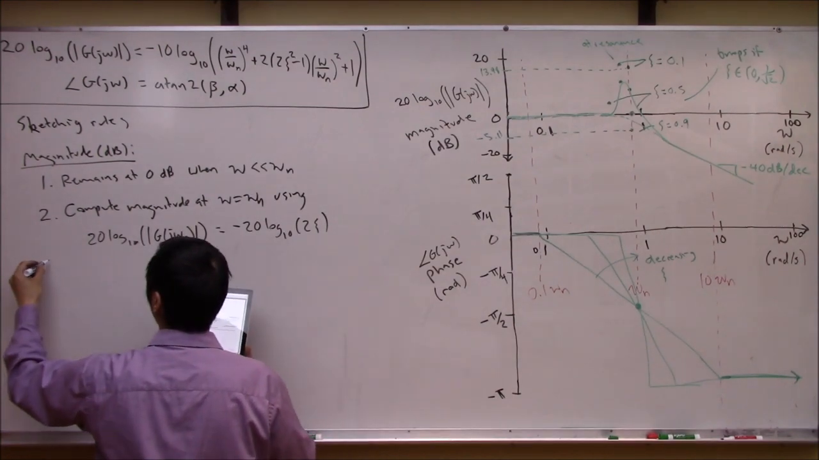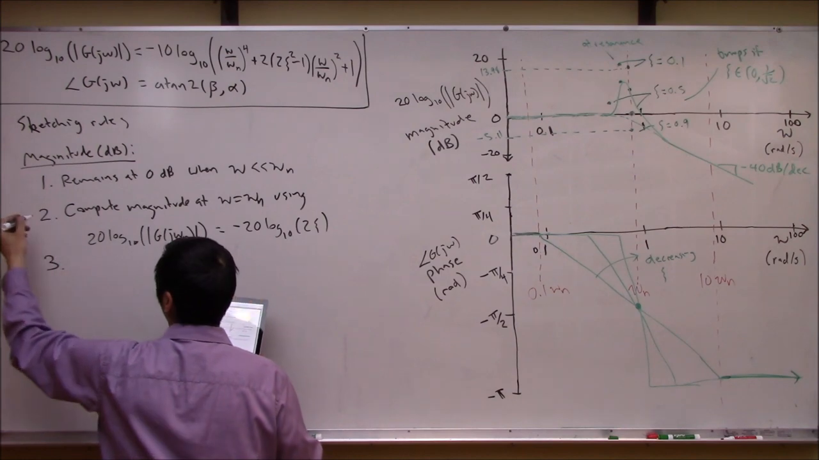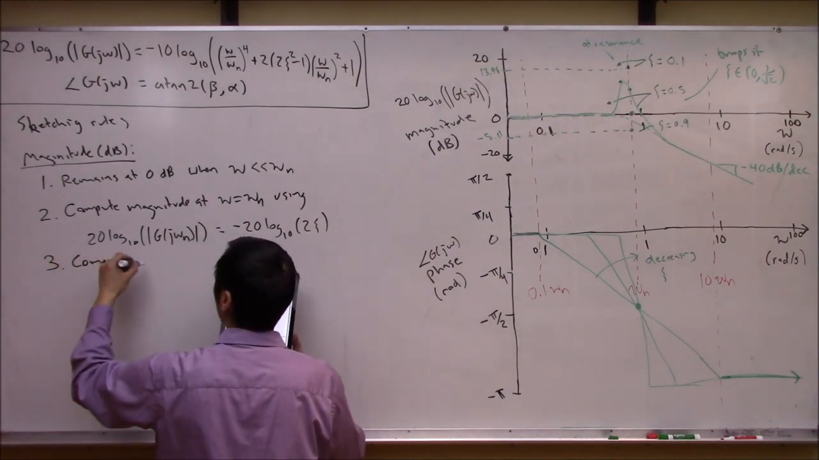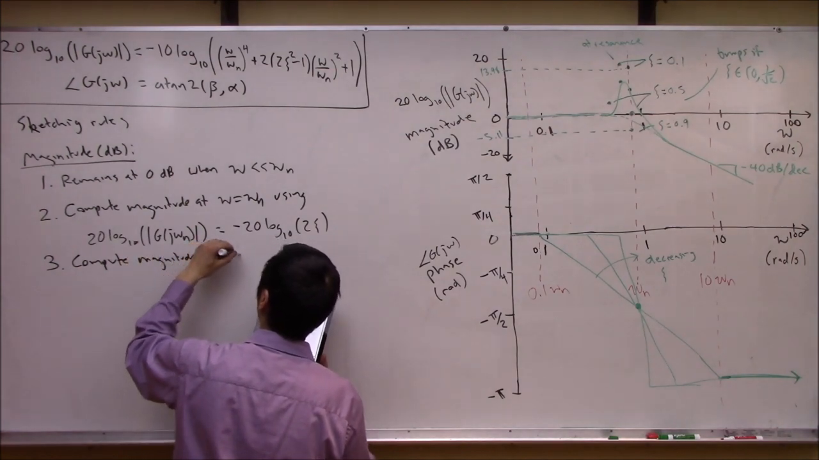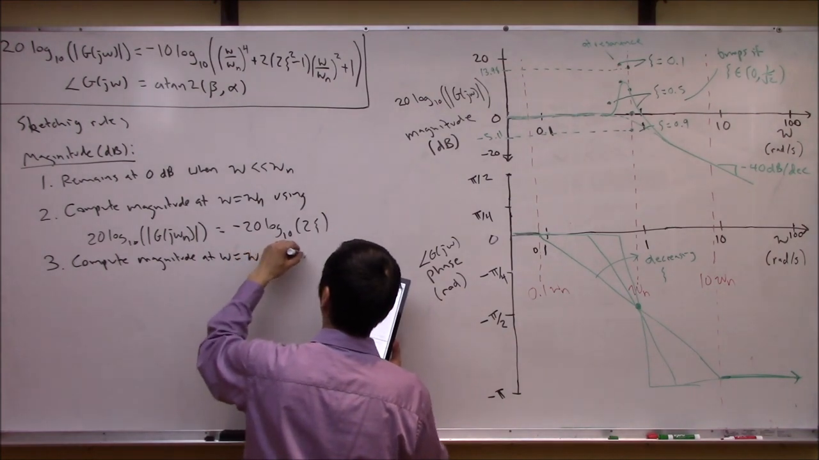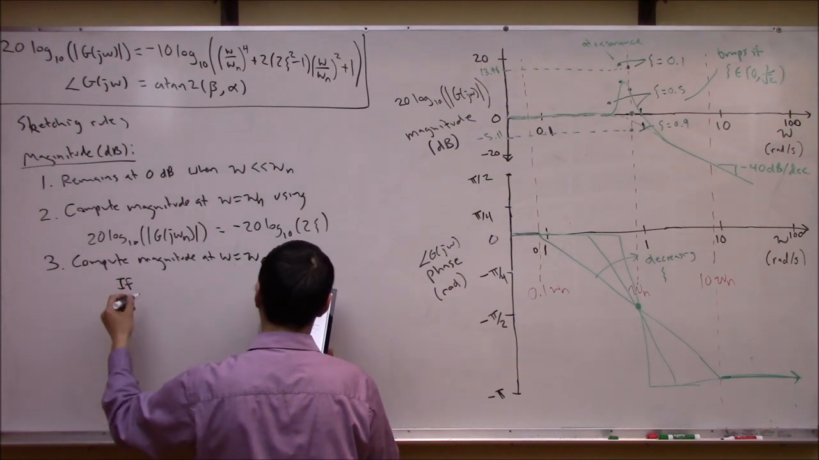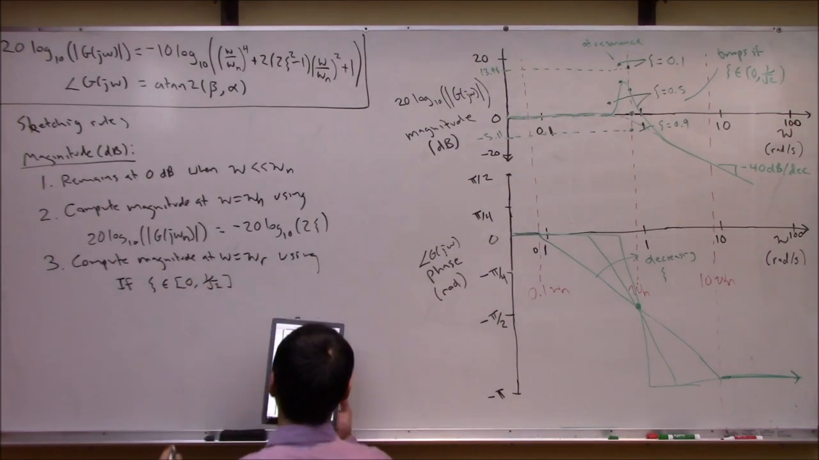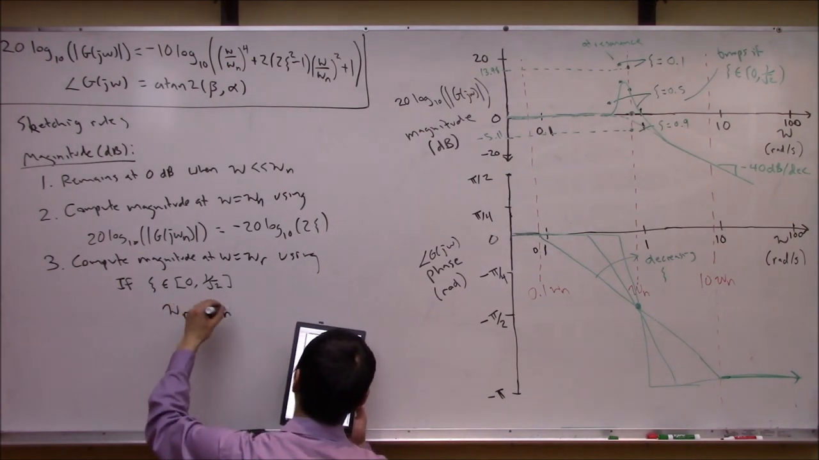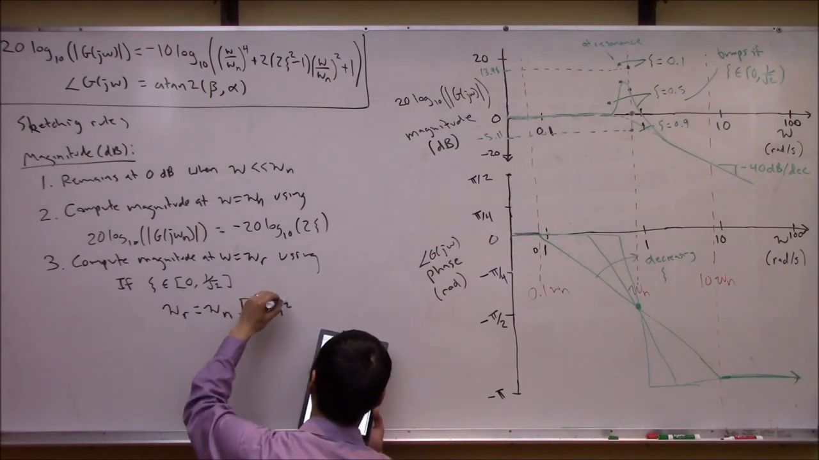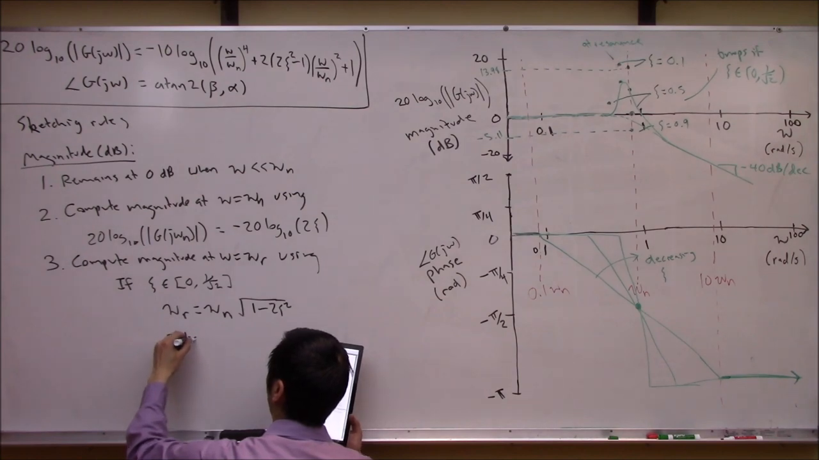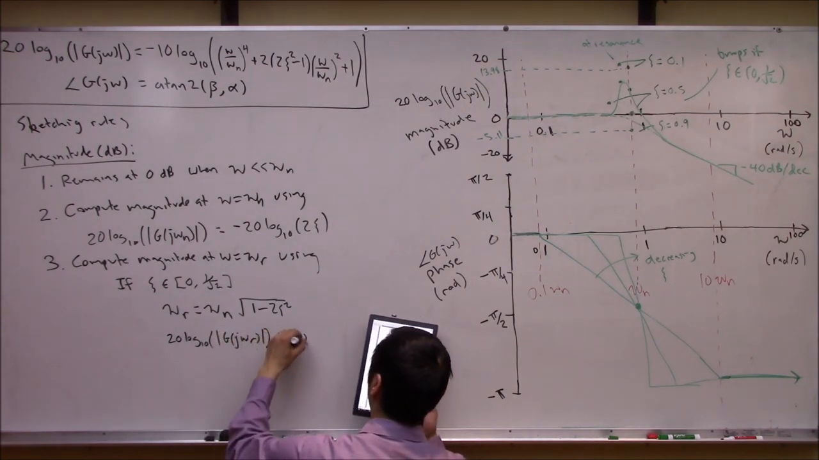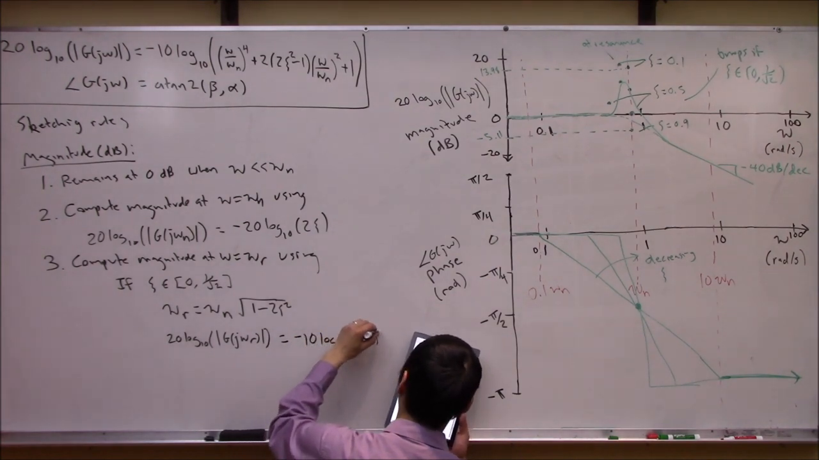Then, step three might be optional, but if you wanted to increase the fidelity of your sketch, you could compute the magnitude at omega equal to the resonance frequency, using our rule from earlier. First, do an if check: if zeta is in the range of 0 to 1 over root 2, this is the situation where you had a bump. The resonance frequency would be omega n times the square root of 1 minus 2 zeta squared, and 20 times log base 10 of the magnitude of G of j omega resonance would be negative 10 times log base 10 of negative 4 zeta squared times the quantity zeta squared minus 1.